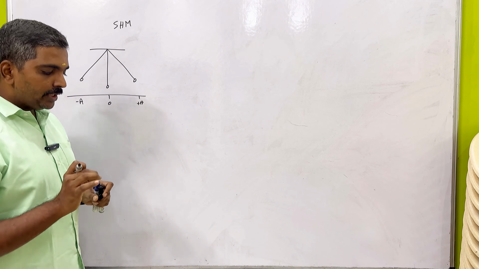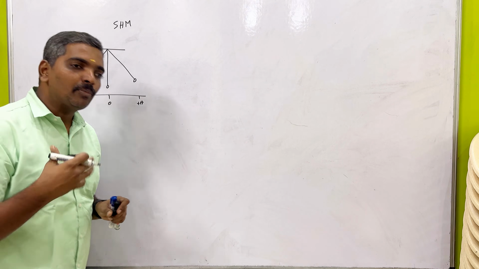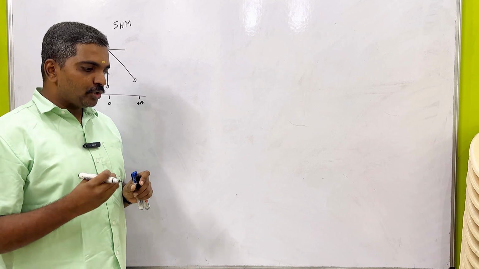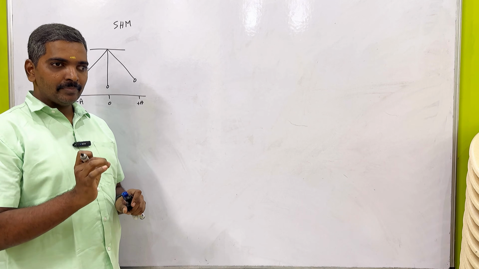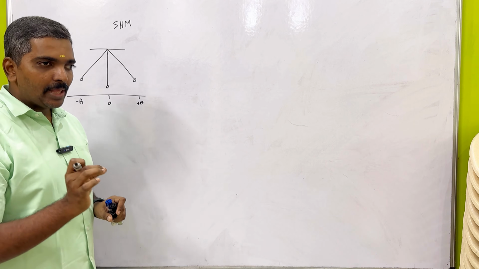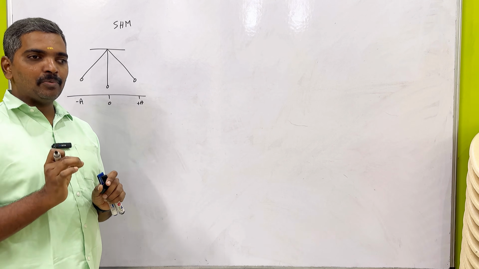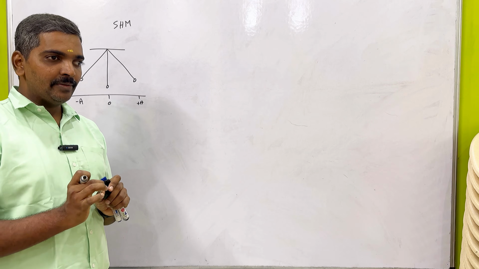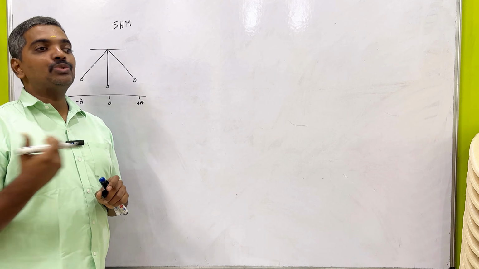Next, what is meant by simple harmonic motion? Simple harmonic motion is also the same to and fro motion about the mean position, where the acceleration should be directly proportional to the displacement. The acceleration comes from the restoring force.